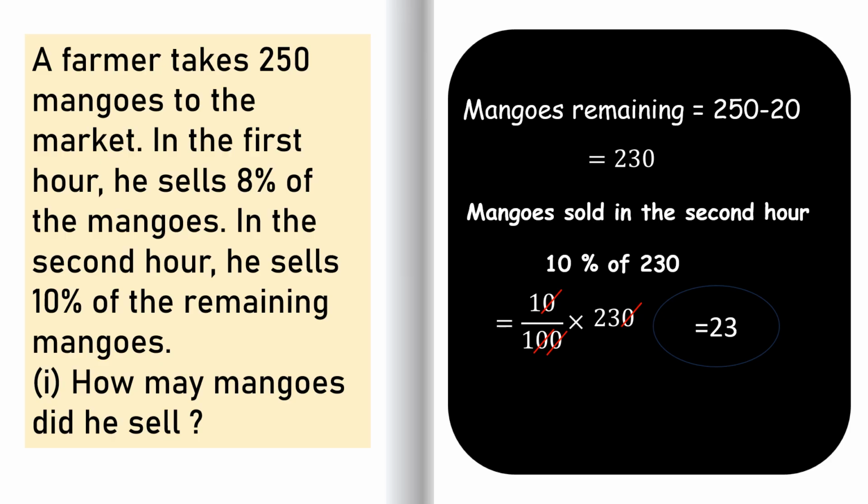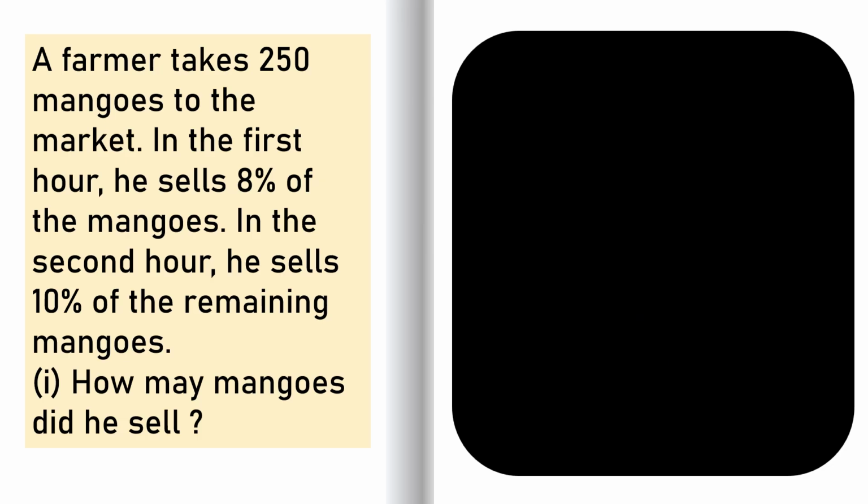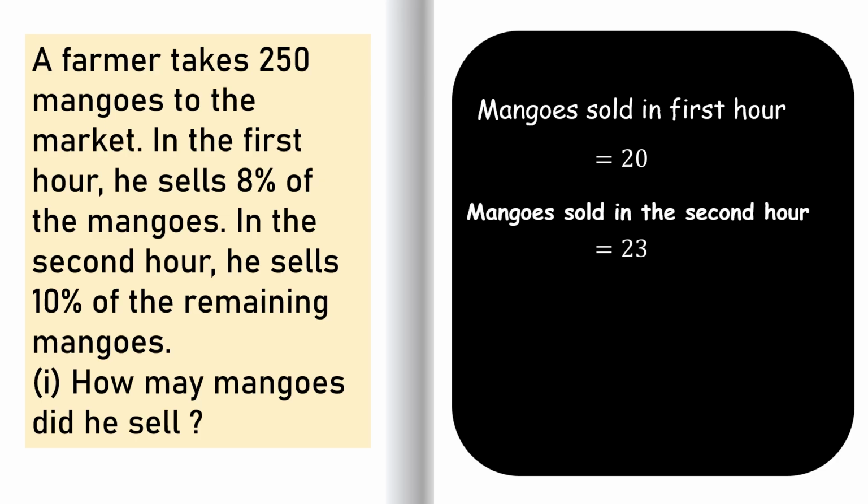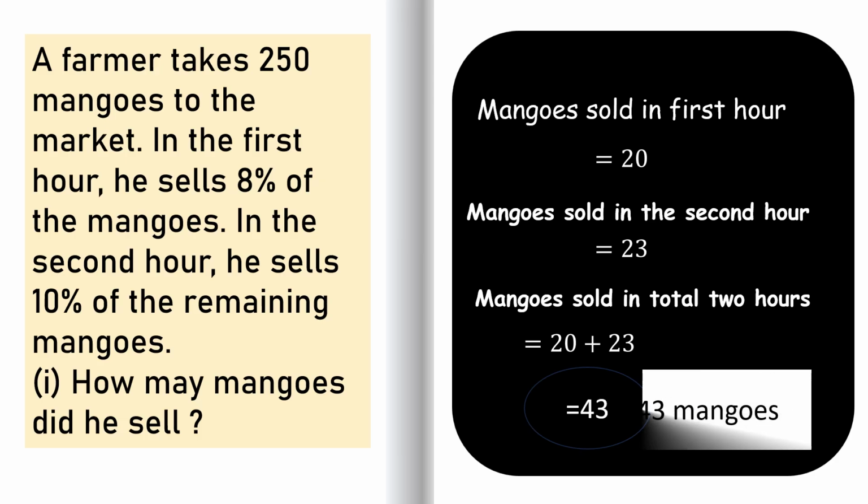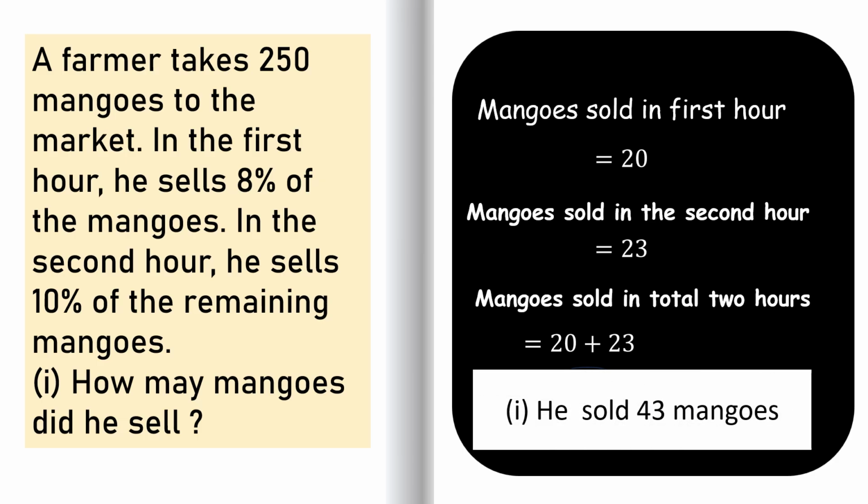But wait. Do you think this is the final answer? No. The question asks how many mangoes he sold in total in 2 hours. We have found that he sold 20 mangoes in the first hour and 23 mangoes in the second hour. Now, let's add them up. 20 plus 23 equals 43, that means the farmer sold 43 mangoes in total in 2 hours.